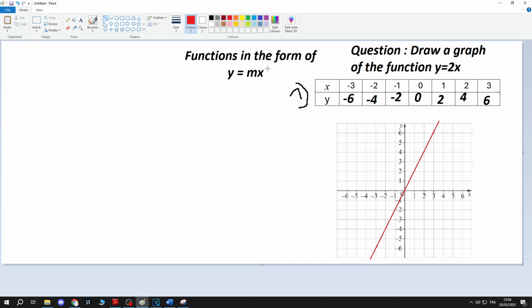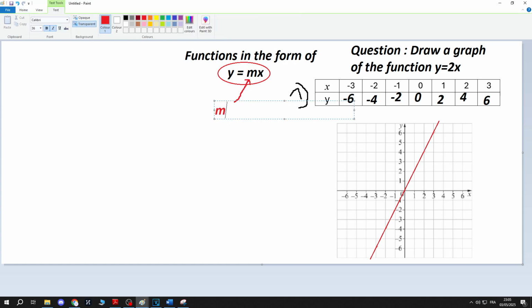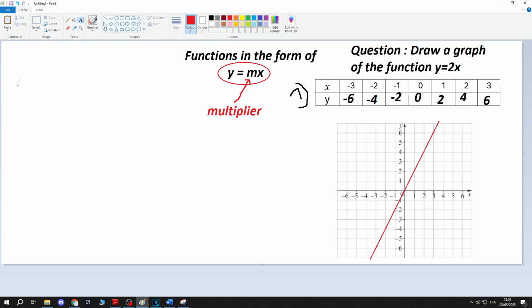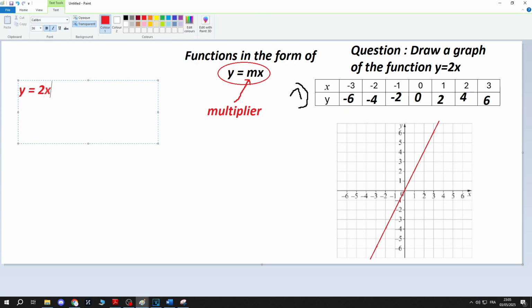But then what if I tell you that it also follows the form y equals mx, where m stands for multiplier. M stands for what? Multiplier. Okay, that's the way to remember it. So there are functions that take the form of multiplying something by x. Examples of these functions are y equals 2x, which we have drawn already, y equals 3x, y equals -4x, for example. In here, m is -4.